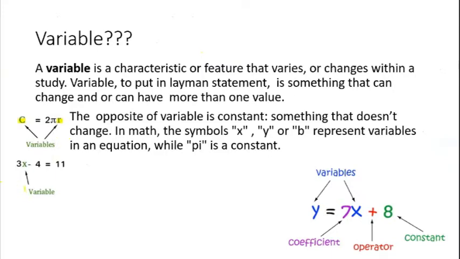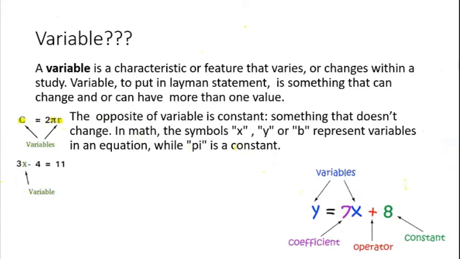For this equation, 3x minus 4 is equal to 11, our x here is our variable. The same with this equation, y is equal to 7x plus 8. So our x and y are our variables. And then you have seen here the symbol pi, which is our constant. But what is a constant?